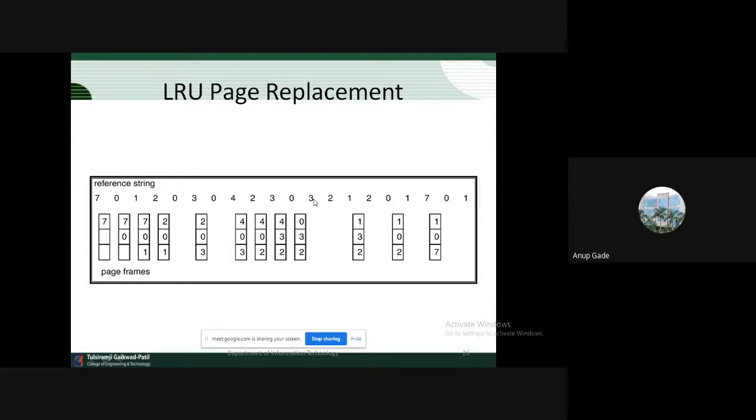Okay, then 3 is there, 2 is there, 1 अब हमें लाना है. 2 and 3 are recently used, 0 is the least recently used, so replace 0 with 1. 3 and 2 as it is, 2 है हमारे पास, 0 नहीं है, so 1 and 2 are recently used, least recently मतलब 3, so replace 3 with 0, ये हमने 0 को replace कर दिया. 1 we already have it.